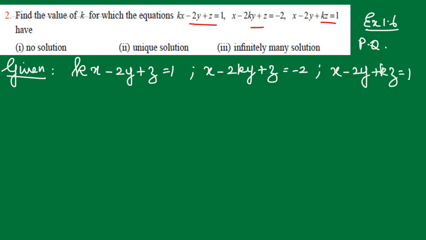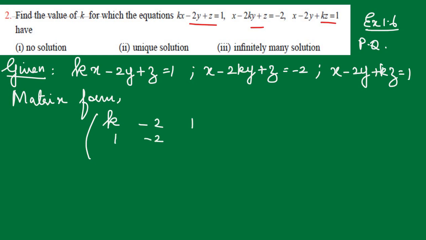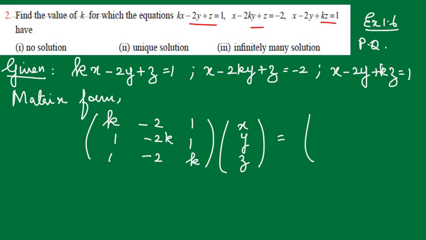Now I write the given three equations in matrix form. What is the matrix form of the given equation? The coefficient elements in the first matrix, the A matrix, are k, minus 2, 1; 1, minus 2k, 1; and in the third equation the coefficient of x is 1, y is minus 2, and z is k. Now the unknown matrix x, y, and z are the unknown variables, which is equal to 1, minus 2, and 1. The matrices are of the form Ax = B.